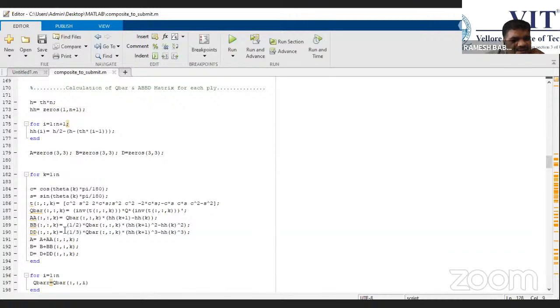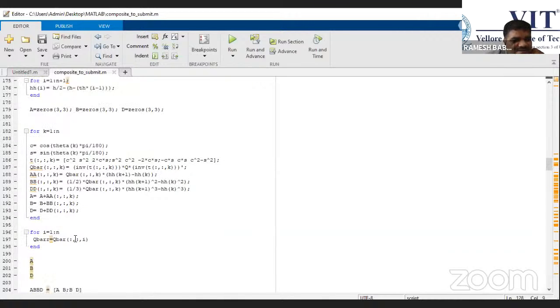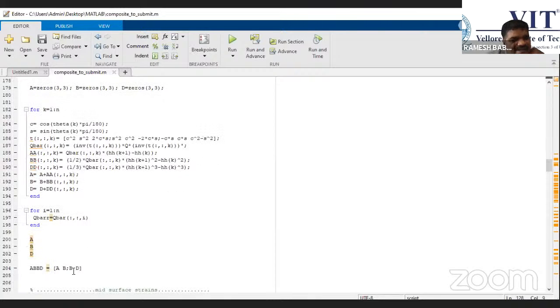So then we got the Q matrix as well as the Q bar term, and the Q bar term we converted into Q with this transformation. Then the ABD matrix. Here this Q bar has become Q bar bar. Now we have got the ABD matrix. So that's how we can get the ABD matrix for any composite structure.